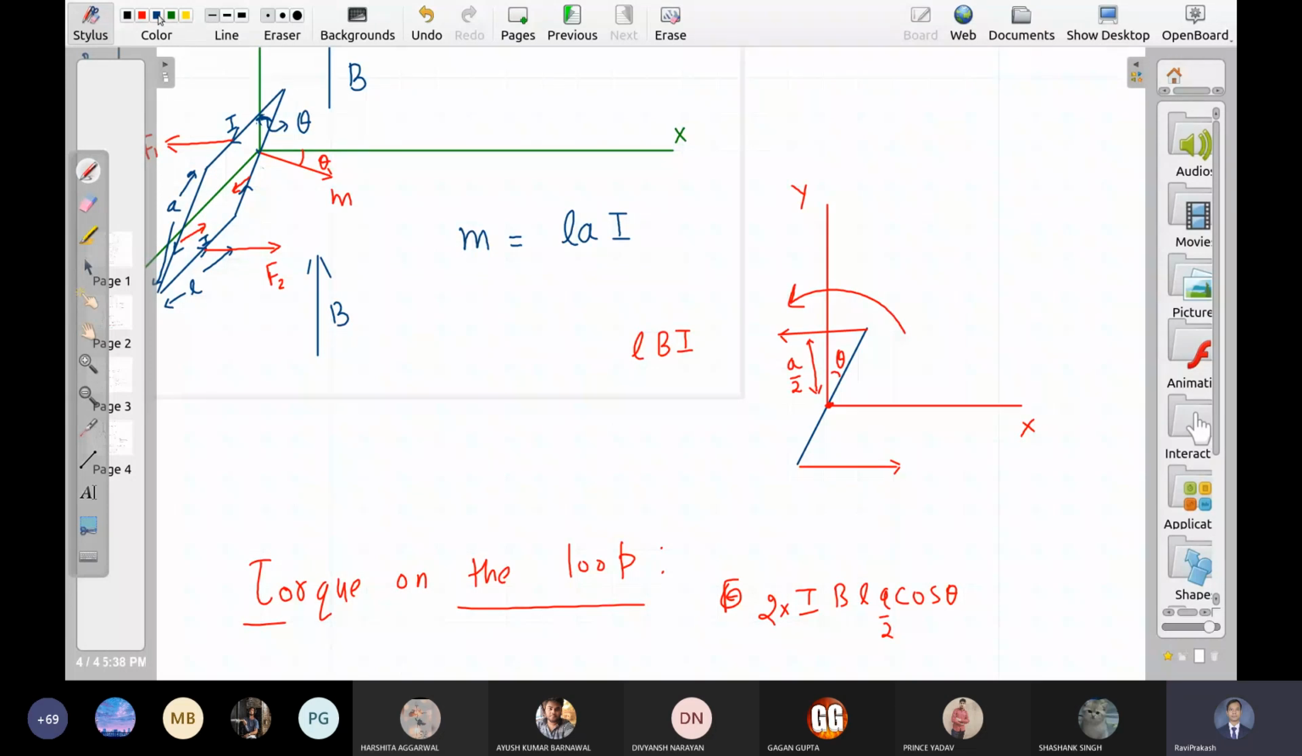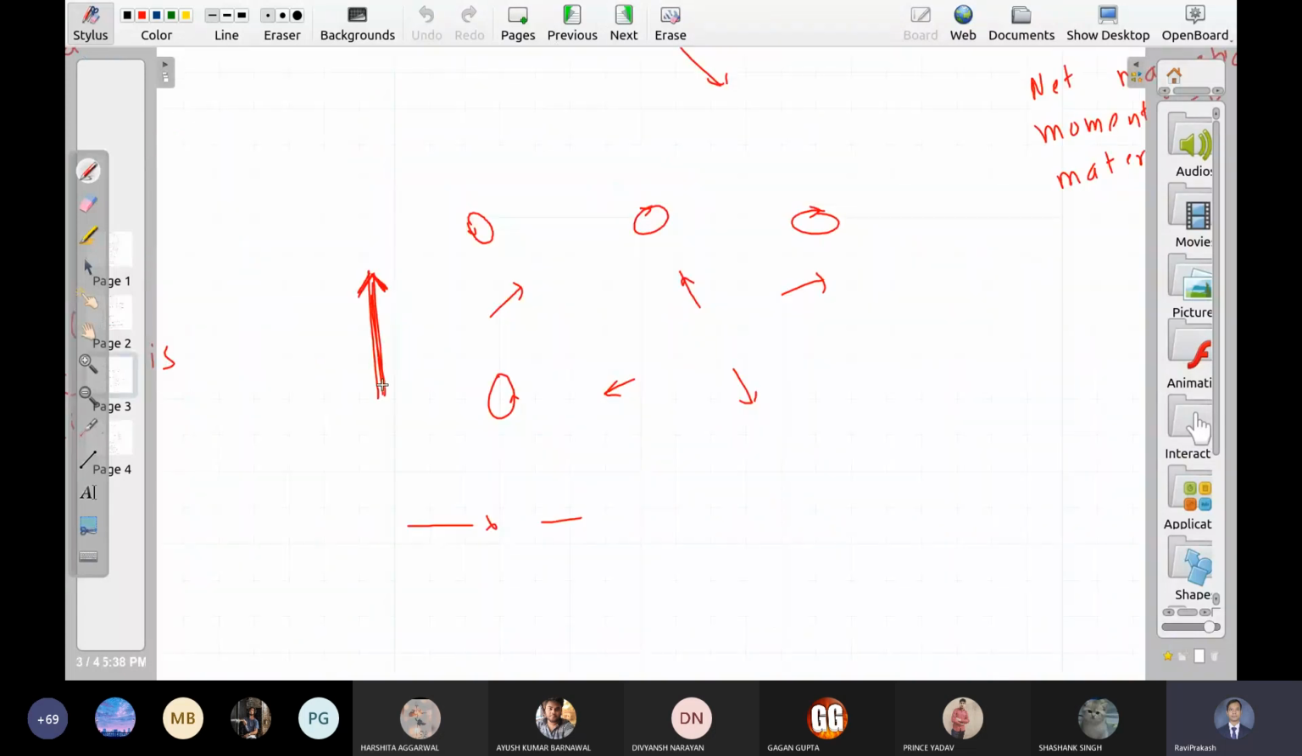Until this loop becomes flat, right? When it is flat, what will happen? Its magnetic moment vector becomes parallel to the magnetic field. So it means that as soon as you apply a magnetic field, all these magnetic moment vectors will start rotating. Towards which side? Towards the magnetic field. So all these magnetic moment vectors will align themselves towards the magnetic field. Okay.